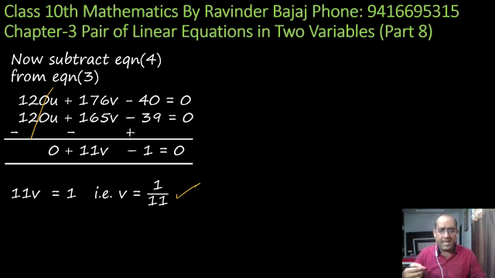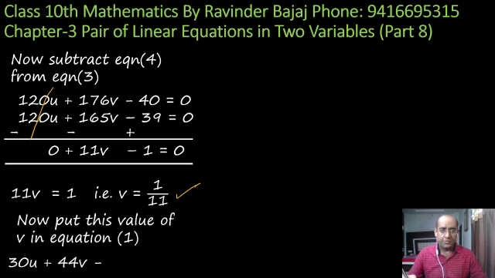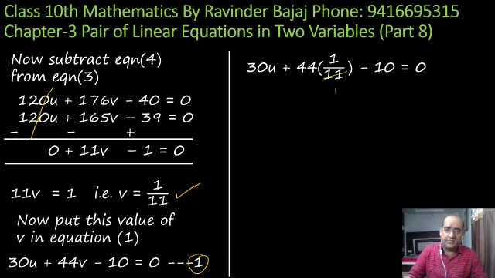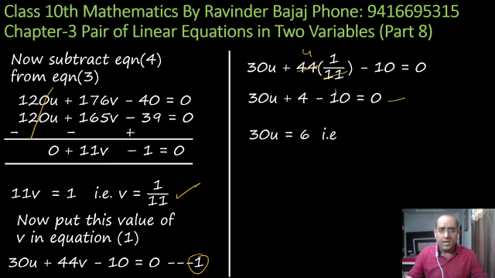Put this value of v in any equation, and you will get the value of u also. I'm putting it in the equation 30u + 44v - 10 = 0. This is equation number 1. I'm putting this value here, and 11 1s are 11, 11 4s are 44. So 30u + 4 - 10 = 0, and this gives u = 6/30. 6 5s are 30, so it will become 1/5. So the value of u is 1/5, and the value of v is 1/11.